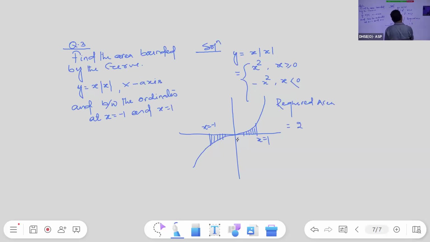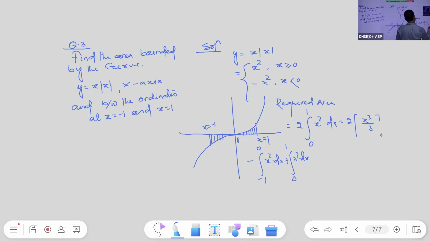twice of integral 0 to 1 x square dx. We should calculate it like this: integral minus of integral minus 1 to 0 x square dx plus integral 0 to 1 x square dx. So this area is the same. That's why we are taking twice of integral 0 to 1 x square dx. So twice of x cube upon 3 evaluated between the limits 0 to 1, 2 into 1 upon 3 minus 0. This is equal to 2 upon 3. Right?